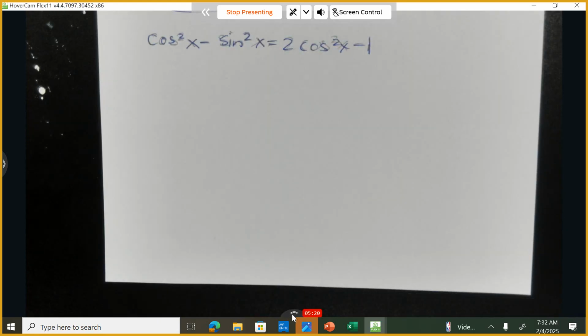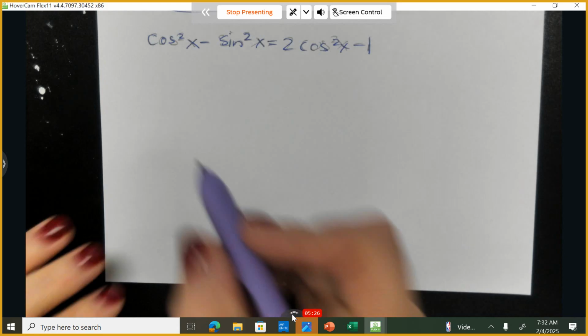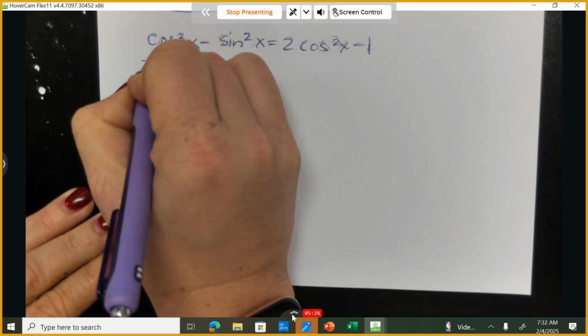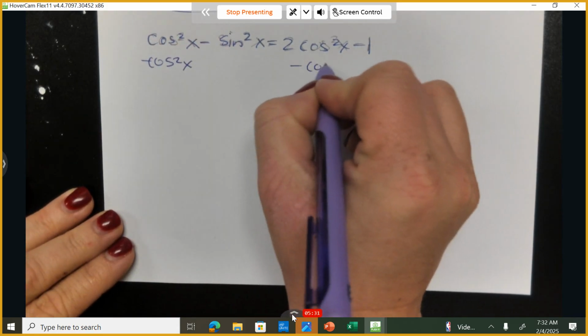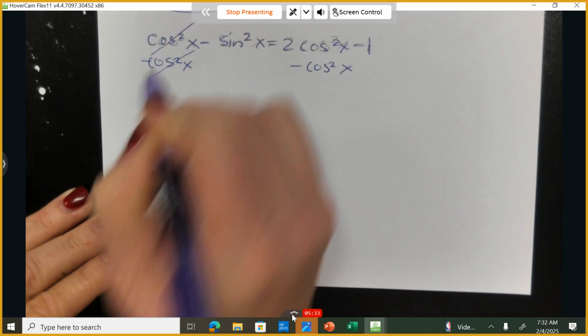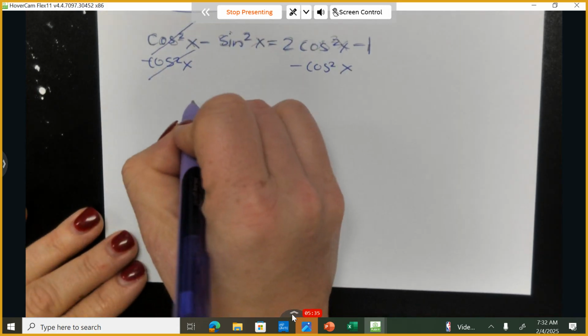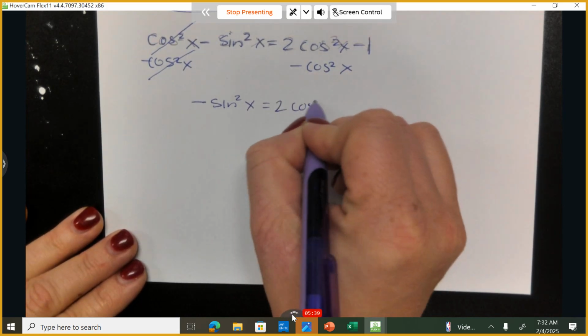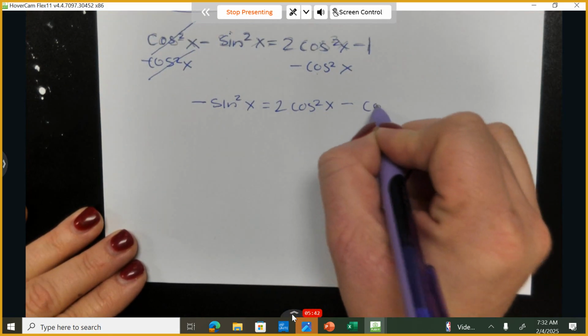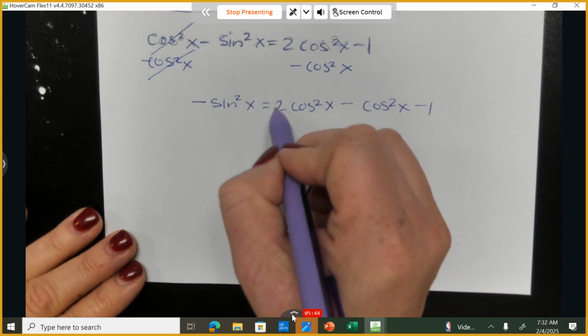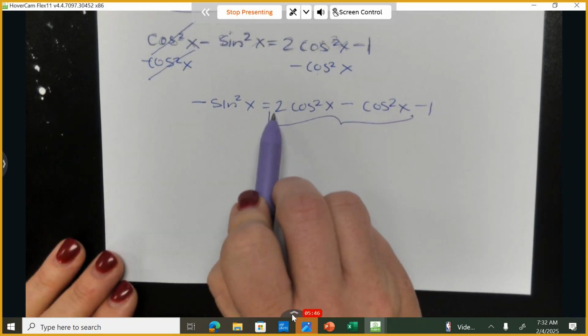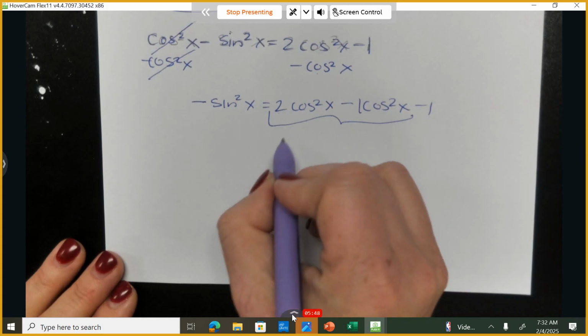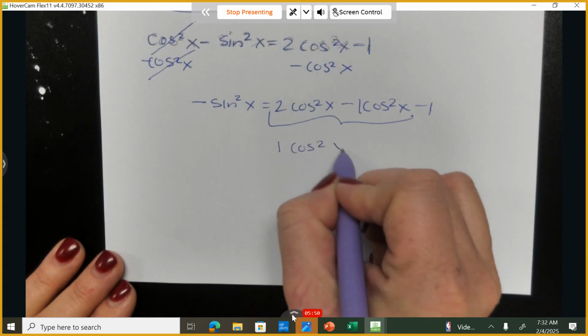So when I see this, I think about combining like terms. And so you're like, well, what do you mean like terms? I see cosines here and I see sines here. Let's try to combine them. So I'm going to move the cosine to the opposite side. So these cosines are additive inverses. They cancel, and I have negative sine squared x equals, okay, negative 2 cosine squared x minus, I'm going to put them right by each other, minus 1. So when I combine like terms here, 2 cosine squared minus 1 cosine squared is just 1 cosine squared x minus 1.